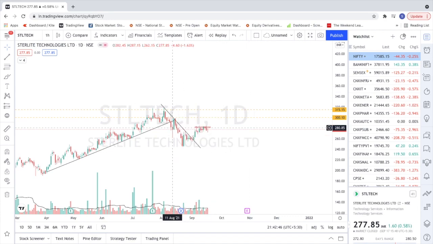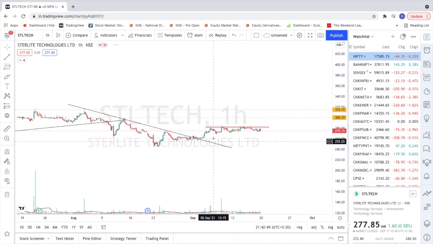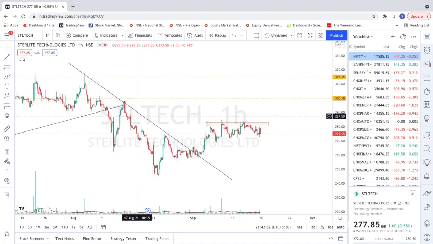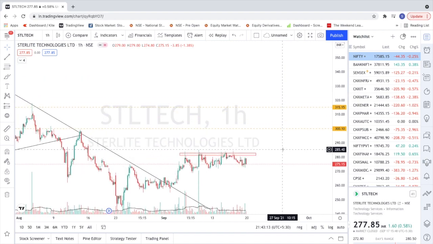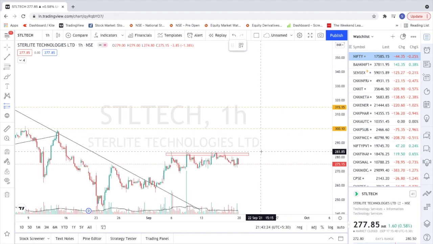If you see on the hourly chart, you can easily spot that the neckline has been broken. The stock was in a downtrend, and the neckline has been broken now with good volumes. Now it's been consolidating at certain levels. The safer entry would be once it starts trading above 283, 284 levels. You can enter this trade, and the first target would be 300, and then 315, and then you can be a part of the rally if it keeps on going.